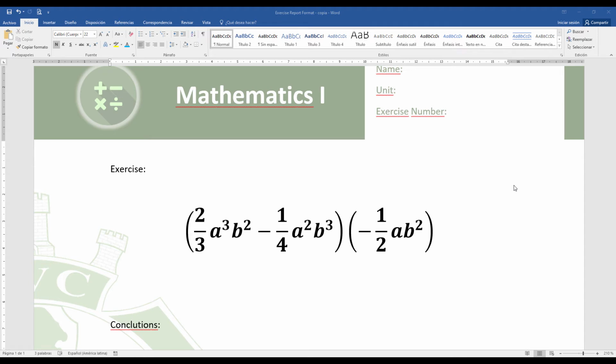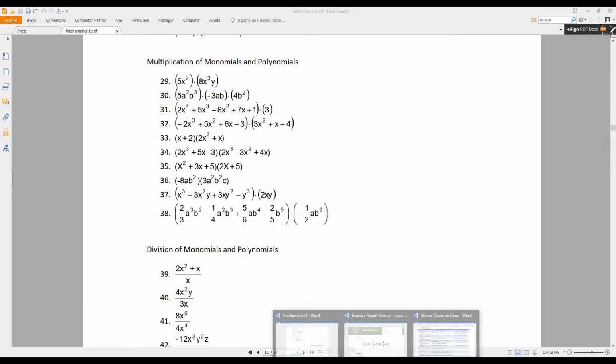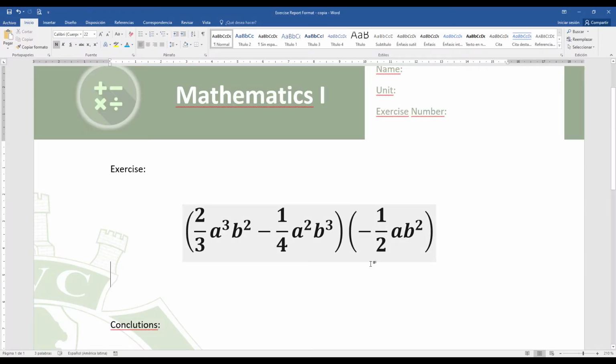Hi guys, we continue with our mathematics classes. Today we will solve the last exercise of the multiplication of polynomials, the last one that has fractions. Okay, so I will answer a part of them.